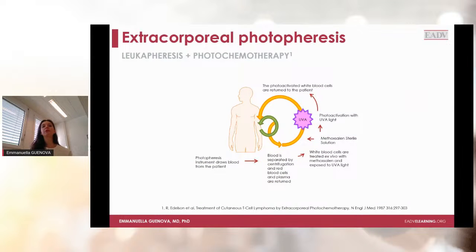The extracorporeal photopheresis is actually the first immunomodulatory therapy that has been developed for the treatment of CTCL, and later on found also application for other indications. So this is basically a combination of leukapheresis and photochemotherapy, which mimics the action of pure phototherapy on the skin, but is applied to the blood. Main indication here is, of course, leukemic CTCL, so MF, advanced disease, or Sézary syndrome.